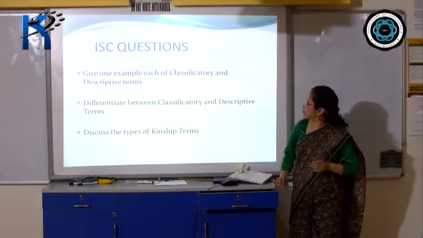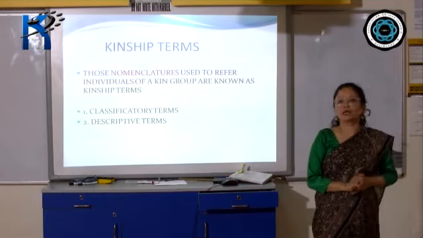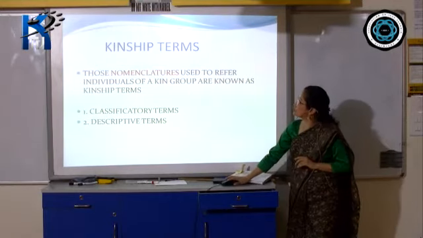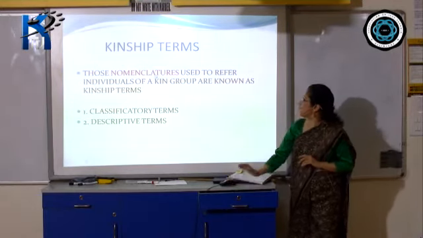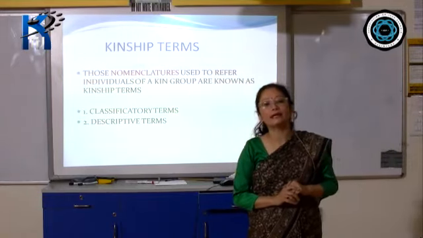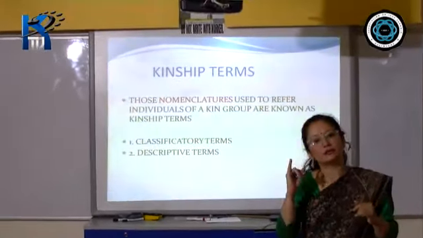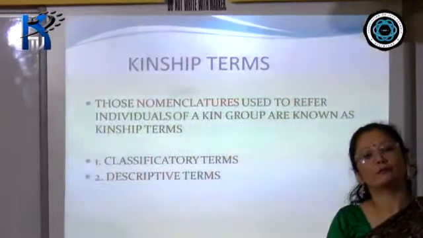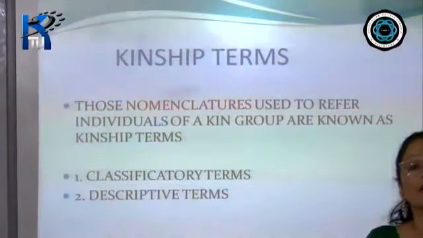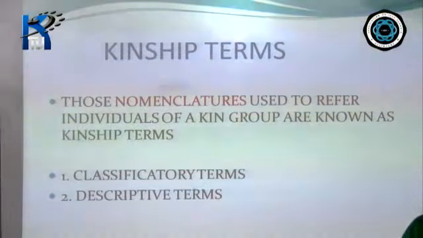Now we move on to the kinship terms. Kinship terms are those nomenclatures used to refer to individuals of a kin group, and we have 2 kinds of terms. One is classificatory and one is descriptive. So what have we all learned? We have learned the types of kinship. We have learned degrees of kinship. We have learned kinship usages. We have learned range of kinship. And now we come to the kinship terms.